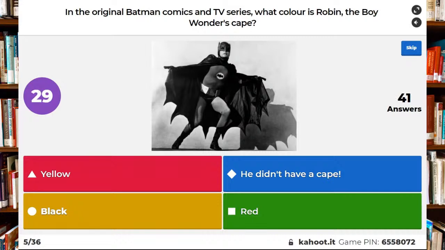Julian, yeah, every time I see that on Only Fools and Horses, it cracks me up every time. It's brilliant. Right, but what's the answer? Is it yellow? Didn't he have a cape? Is it black? Was it red? 23 seconds to go. Ignore the way the colours have worked out on the screen. That's just completely at random. So what's the correct answer? Time's running out.